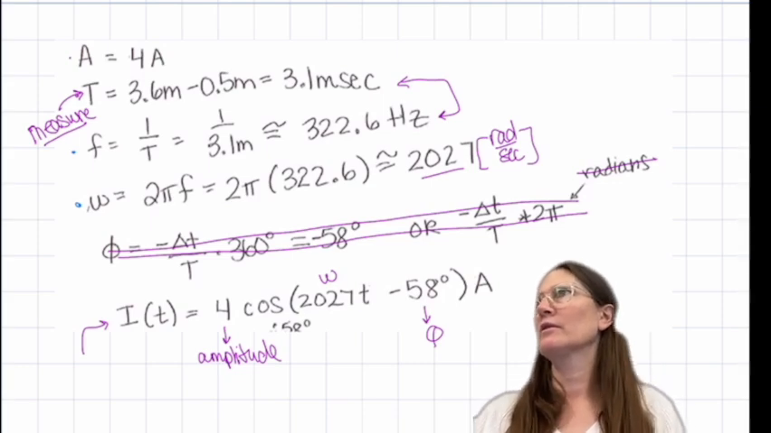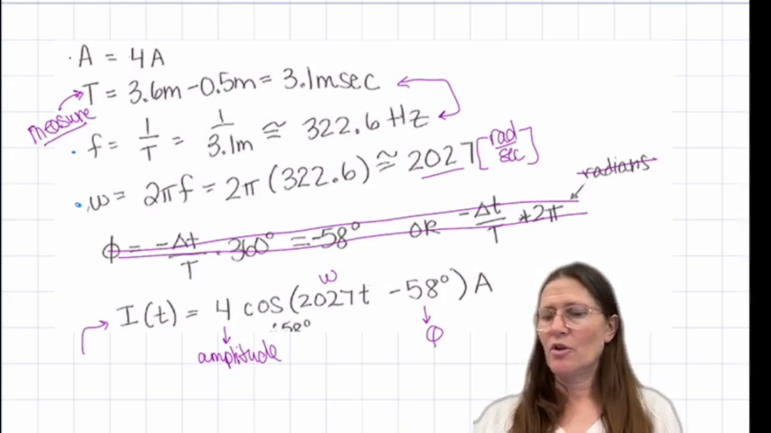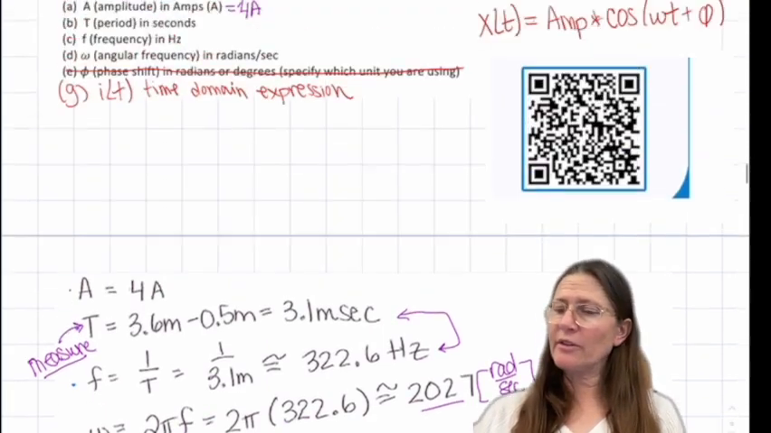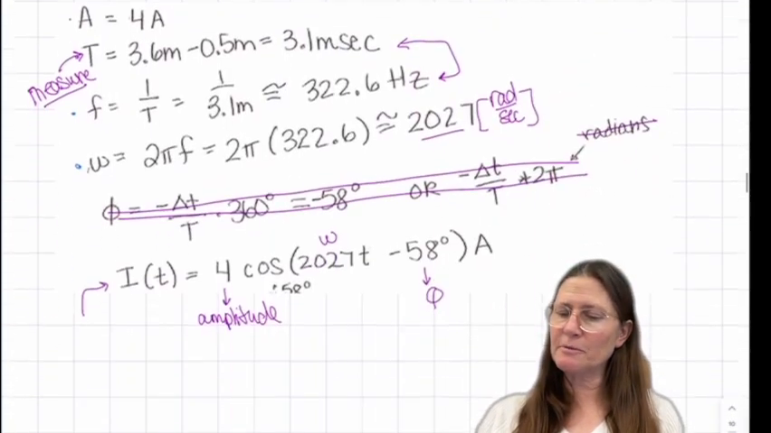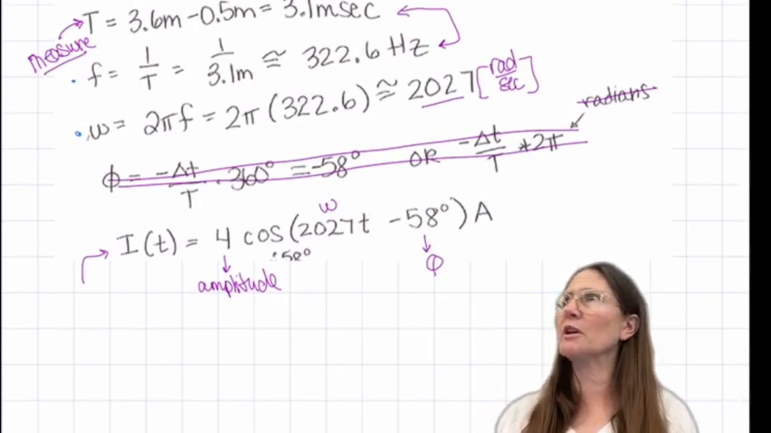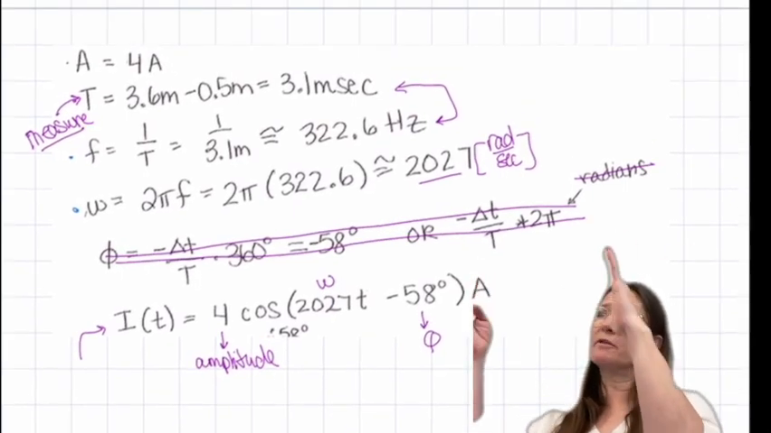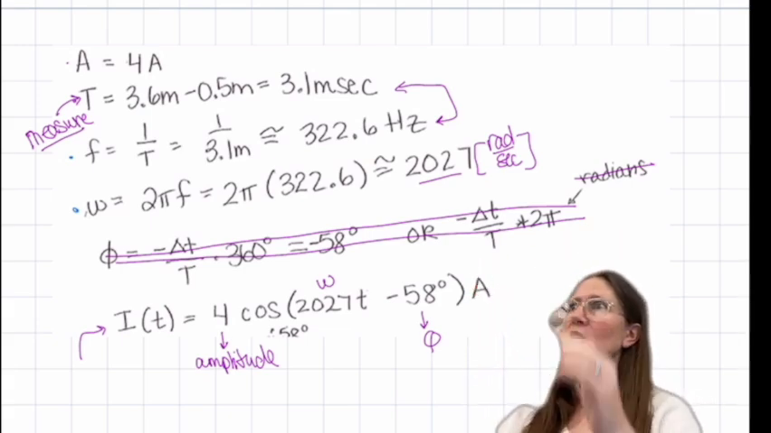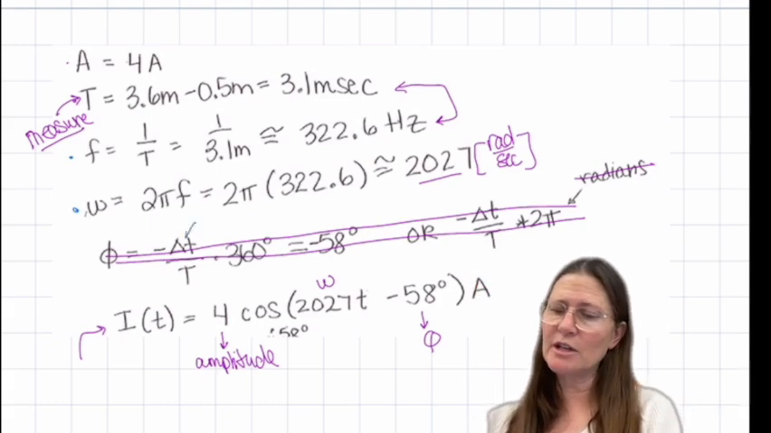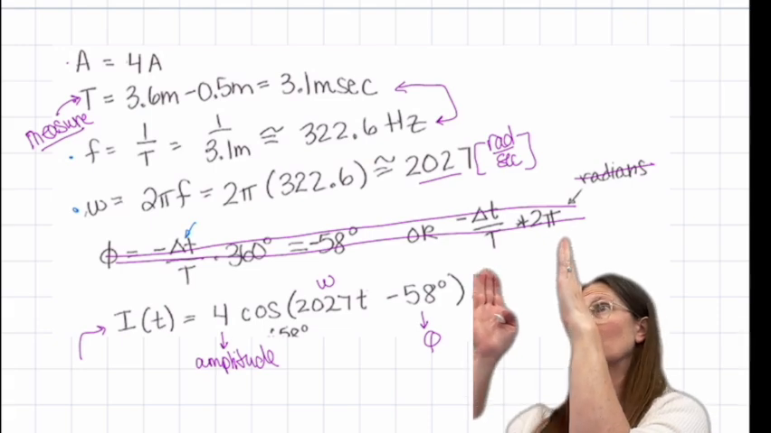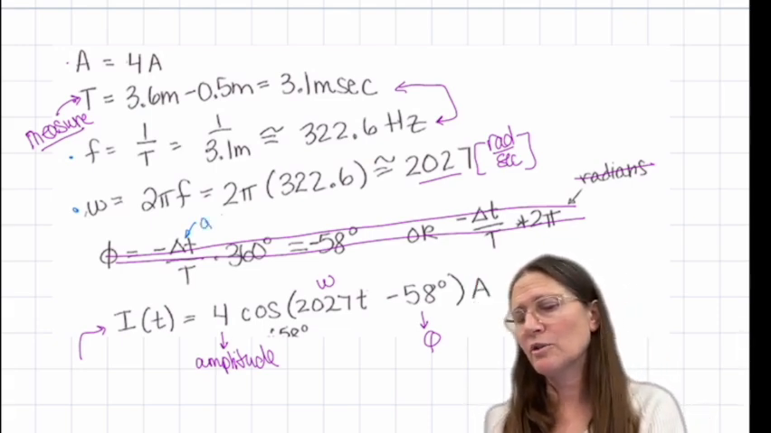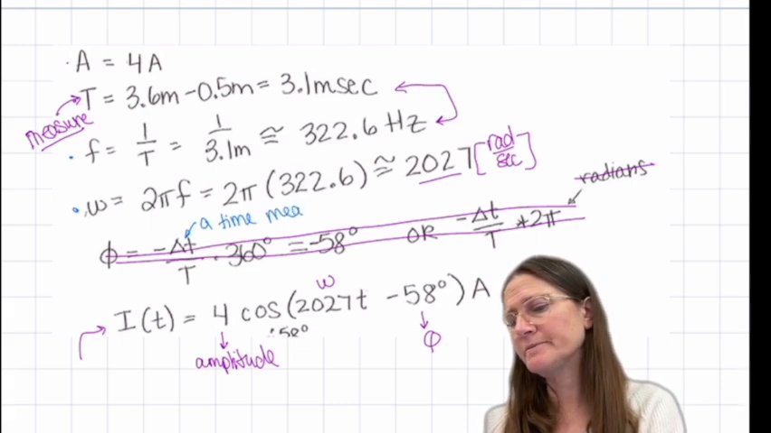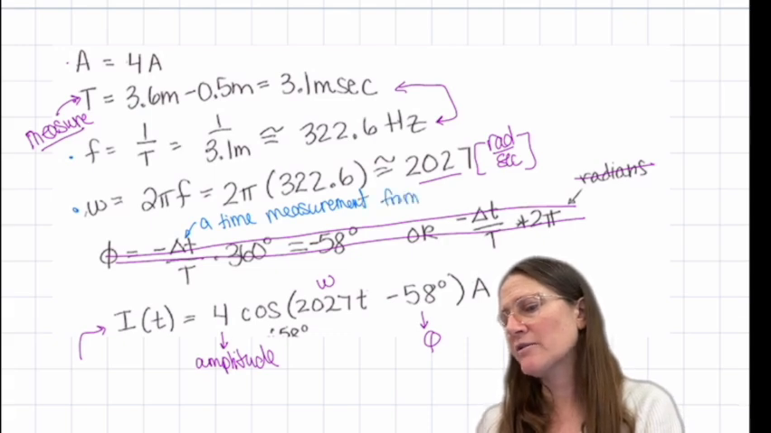Yes? Where'd you get the theta from? So theta depends on your input signal. And what this is going to be is you're measuring your output versus your input, and how much distance there is between the output and the input. And so this delta t is a time between that measurement there. So it's a time measurement from input to output.